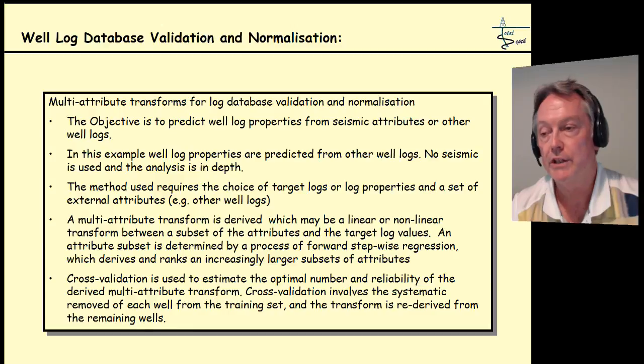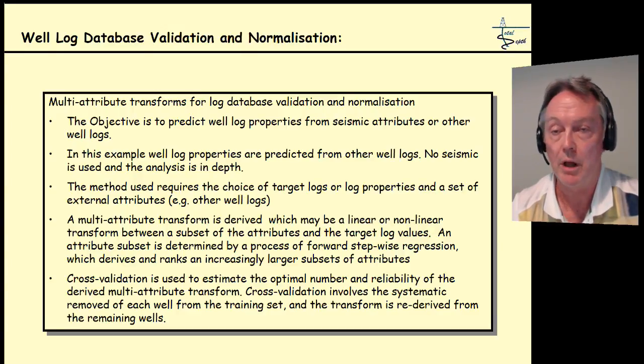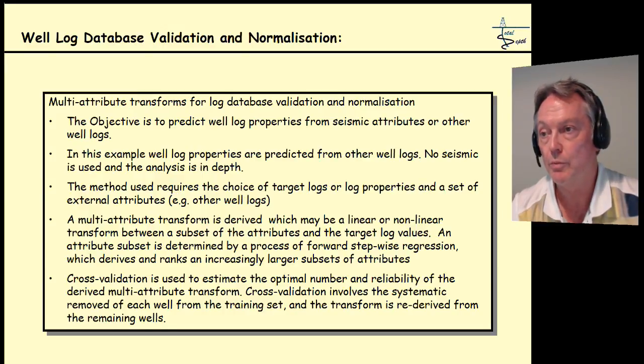The multi-attribute transform is derived, which may be nonlinear or linear, using a subset of the attributes and the target logs. The attribute subset is determined by a process of forward stepwise regression analysis, which derives and ranks increasingly larger subsets of the attributes. Cross-validation is used to estimate the optimal number and reliability of the attributes, and it involves the systematic removal of each well from the training set, and then the transform is rederived with the remaining wells.